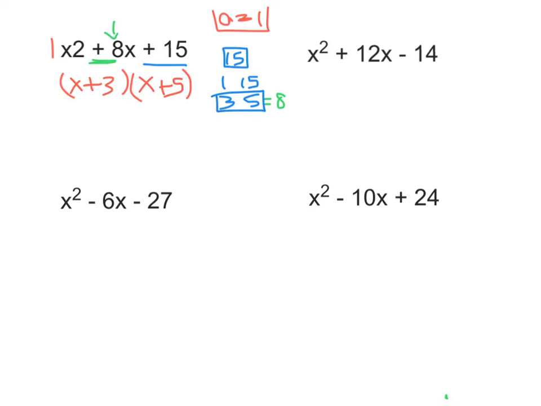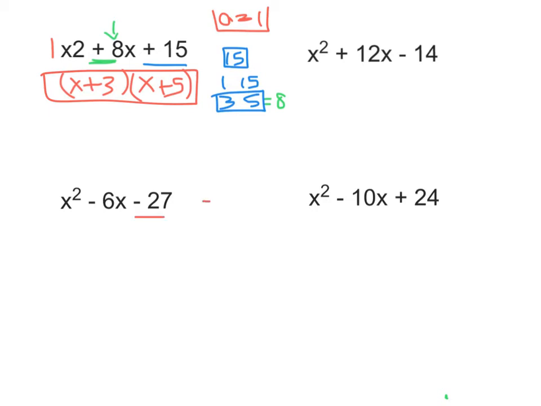Again, if we FOILed this or multiplied the first terms, the outside terms, the inside terms, and the last terms, we would end up with what we began with. So x squared plus 5x plus 3x, that adds up to 8x, and plus 15. So this is factored right there. So it's a pretty quick process. Again, let's try some more.